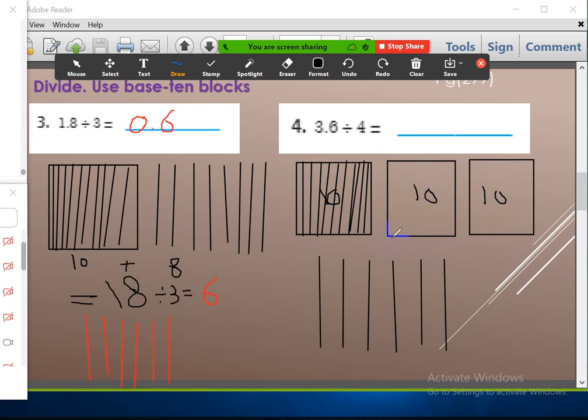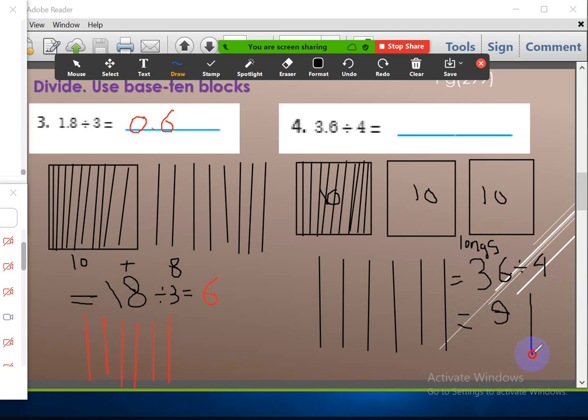So how many tens I have? The 30, and I have already 6. That's mean the number 36. I have 36 what? Longs. You have to focus. You have 36 longs. I have to divide them by 4. So there will be 9. Very good. 9 what? Tenths? 9 tenths. Very good.